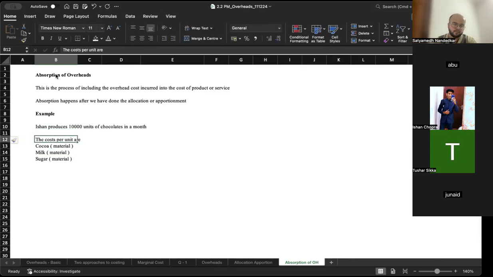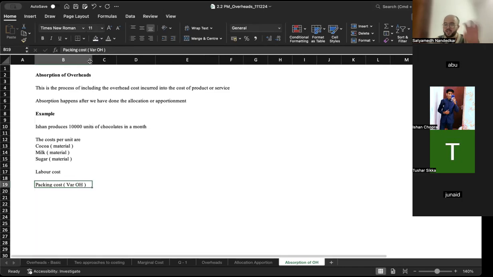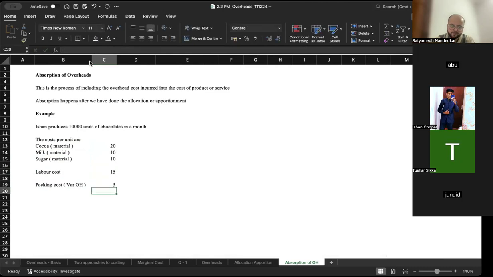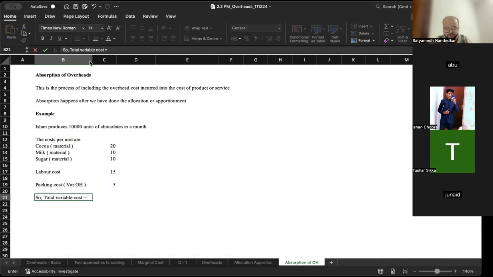Okay, then labor cost and packing cost. This is variable overhead. Okay, packing cost is not material that goes into production. It is used for packaging the material. 20, 10, 10, 15, 5. Okay. So total variable cost is 20 plus 10, 30 plus 10, 40, 40 plus 20, 60.